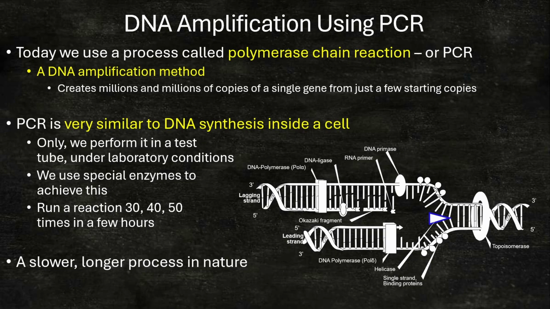Now, PCR should be fairly simple for us to understand because we have already explored the concept and process of DNA synthesis inside a cell. Now, the process is going to be very similar, but the main difference is that it's performed under laboratory conditions in a test tube. It's not going to be made inside of a cell. So we're going to have special enzymes that we're going to use to achieve this. And we're going to do this reaction of doubling the DNA that we have many times, 30, 40, 50 times over the course of a few hours. Now, this is a process that's very fast in the lab, but it's longer as a process in nature.